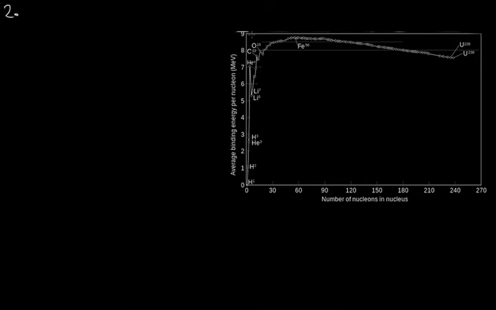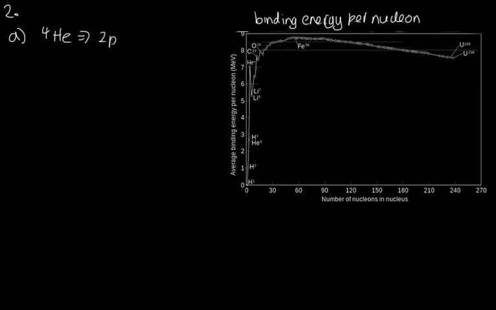Problem 2. In this problem we have a graph showing the binding energy per nucleon. So this is the amount of energy which is released when these nucleons are put together. So in part A, we're asked how much energy is released when we form a helium-4 nucleus. And this comes from 2 protons plus 2 neutrons. Now, protons and neutrons don't have any binding energy to start with because they're just individual particles.